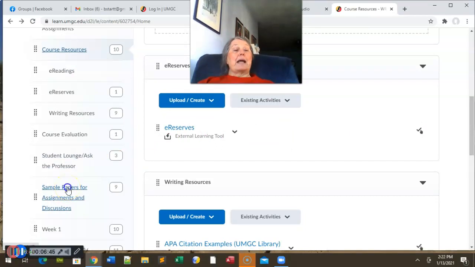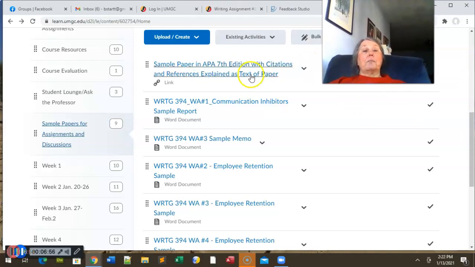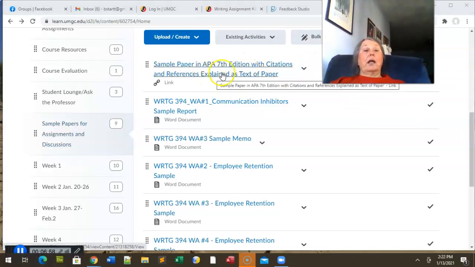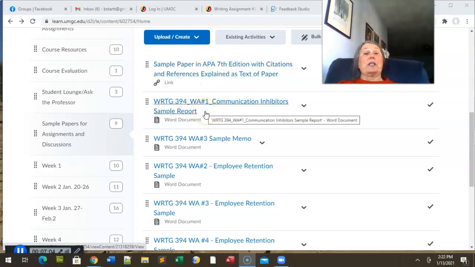Here you'll find sample papers. For example, here's a sample paper in APA 7th edition. We are now using the APA 7th edition, although you may find that some of your samples are still in 6th edition as they haven't been fully updated yet. But at any rate, you just pull up here.